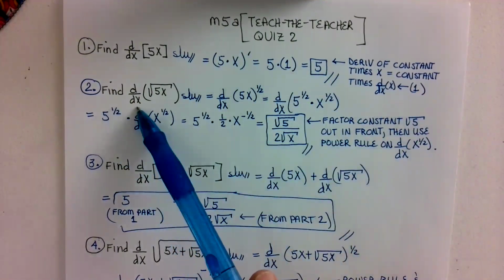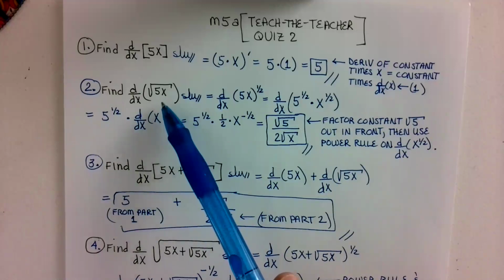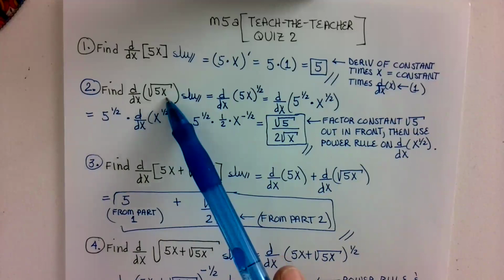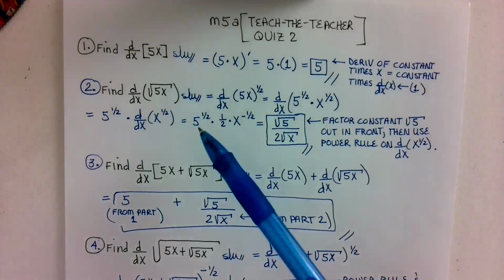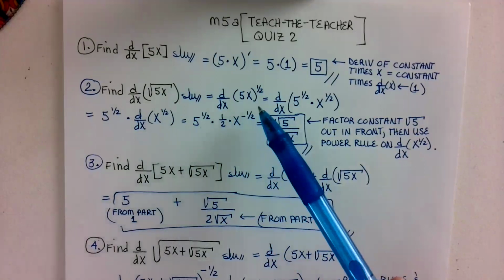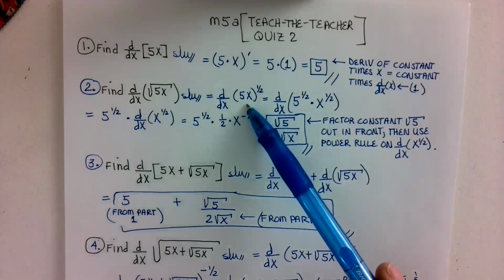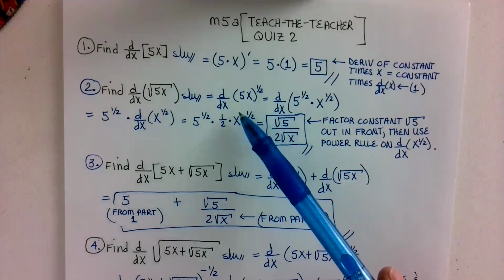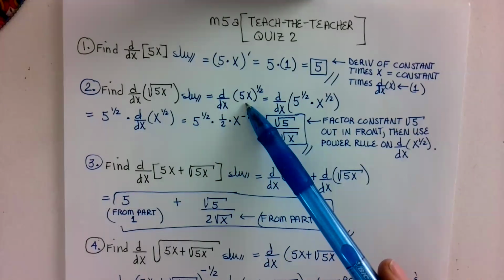Find the derivative with respect to x of the square root of 5x. Now you'll notice the entire 5x is under the radical sign. So the radicand is 5x. So the derivative with respect to x, I rewrote the square root as the 1/2 power. It's 5 times x to the 1/2 power. Well, you know exponents distribute across multiplication and division. Exponents do not distribute across addition or subtraction. But this is multiplication, 5 times x.